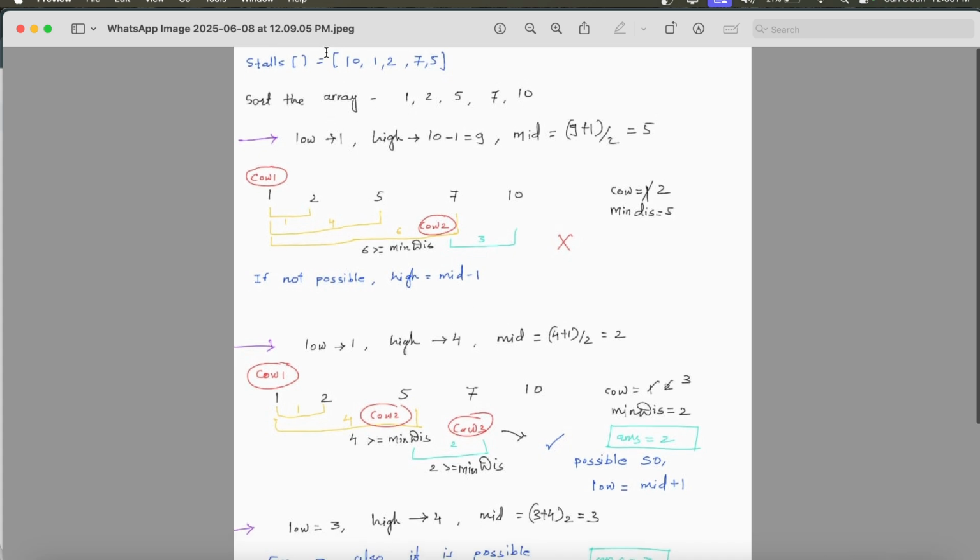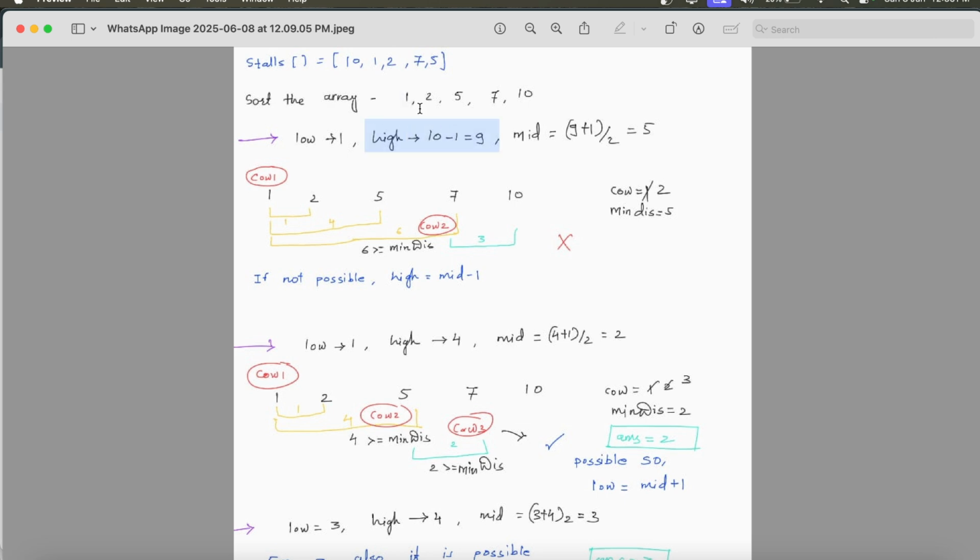This is the stall array that we have, and once we sort it, it looks like 1, 2, 5, 7, 10. What is the lowest answer we can get when we keep the cows at different locations? The lowest possible answer is between 1 and 2, where the distance is 1. If the stalls are side by side, the answer could be 1. So low should point to 1, and high should be the distance between the farthest and the nearest stall.